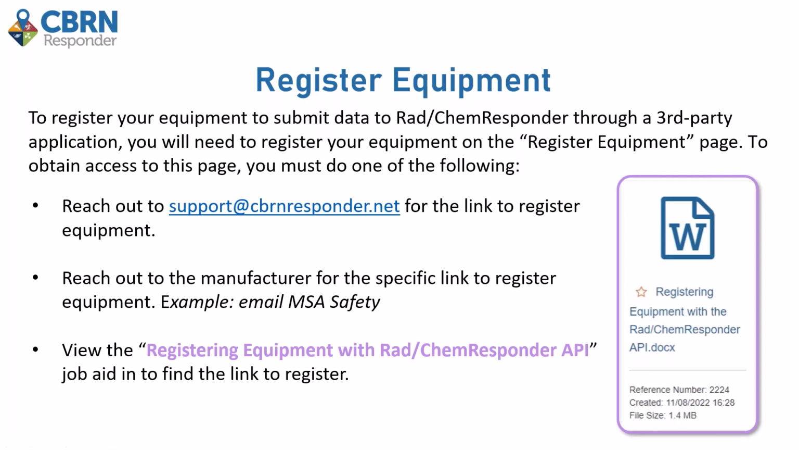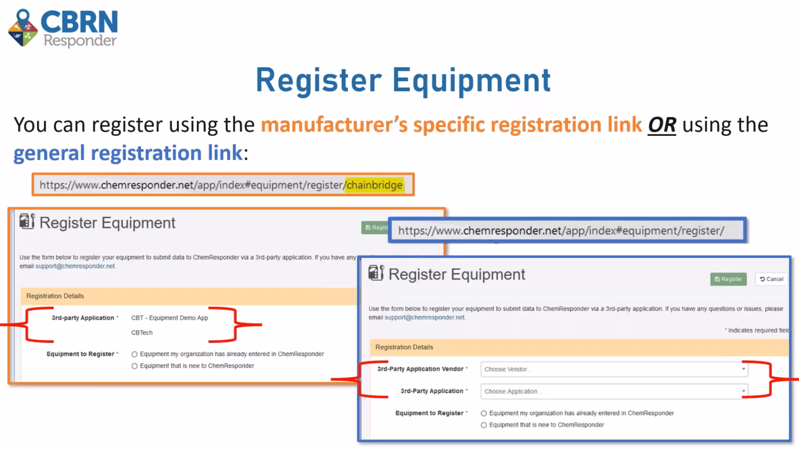But if you do know the specific manufacturer contact, you can reach out to them and they can provide you with a specific link to register your equipment. So I'll now split up into the two different methods again for registering. The first is the manufacturer specific registration link, or we do have the general registration link.